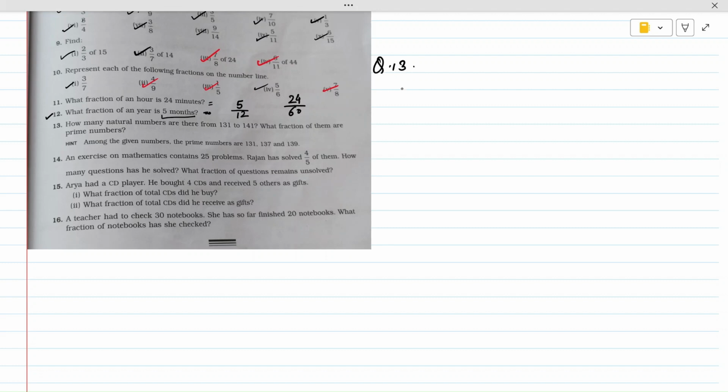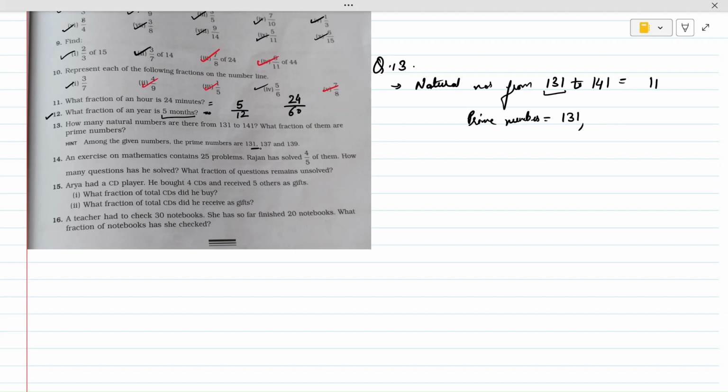Question number 13. So how many natural numbers from 131 to 141? It will be 11, because we are not excluding them, we are including. This is 11. And what fraction of them are prime numbers? So between them, we have to find the prime numbers. 131 is itself a prime number first. So this is a prime number. 132 is not. It is divisible by 2. Okay. Then coming to 133, it is also not a prime number.